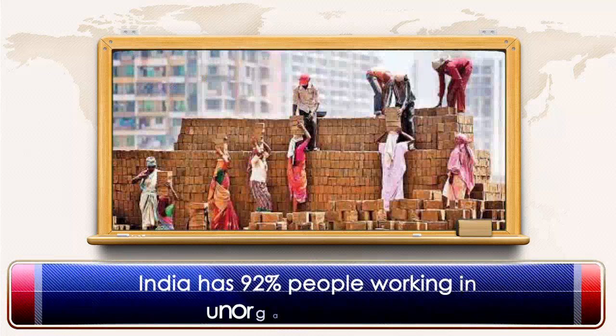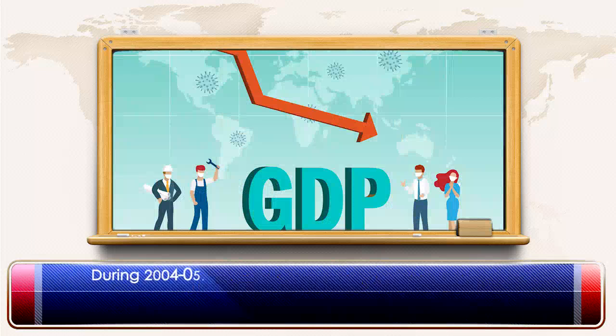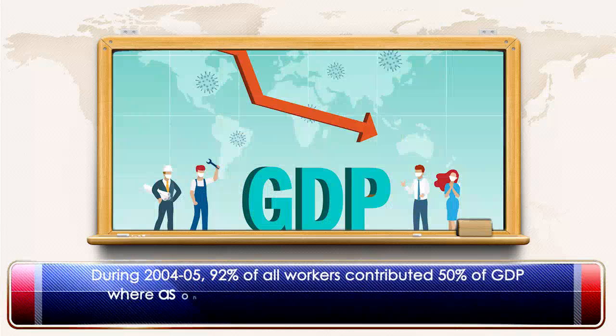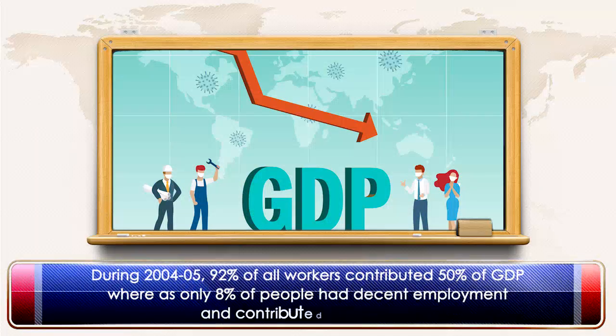India has 92% people working in the unorganized sector. During 2004-2005, 92% of all workers contributed 50% of GDP, whereas only 8% of people had decent employment and contributed 50% of GDP.